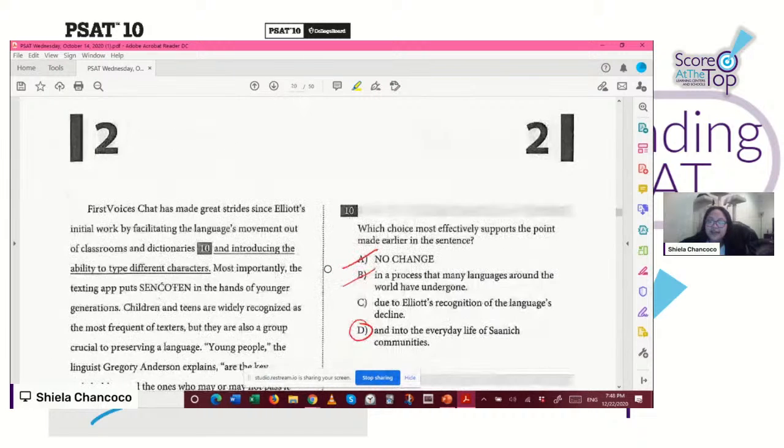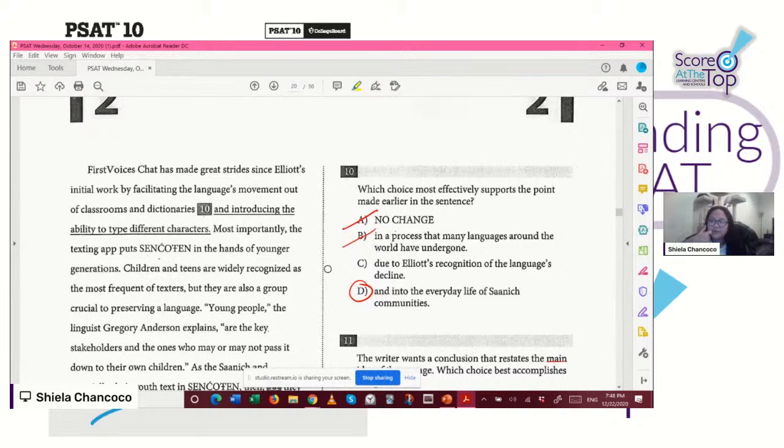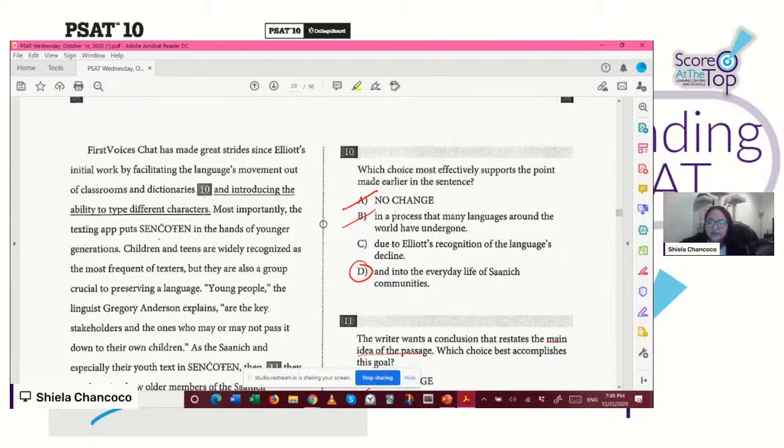All right. Number 10. Which choice most effectively supports the point made earlier in the sentence? Okay. So you just need to connect the two sentences together. Has made great strides since Eliot's initial work by facilitating the language movement out of the classroom and dictionaries and into the life of the Salish community, right? They were talking about how this one is introduced as a good way to text, right? But through voice chat or voice messages. And it helps propagate the language even more.